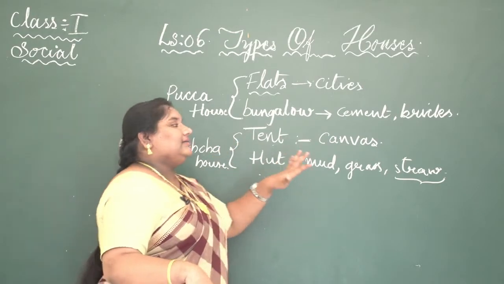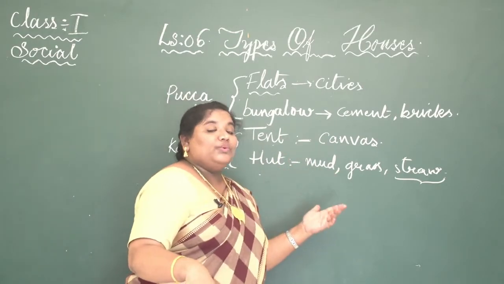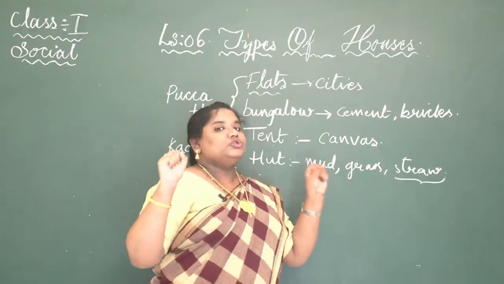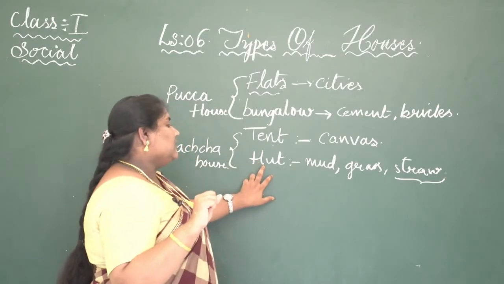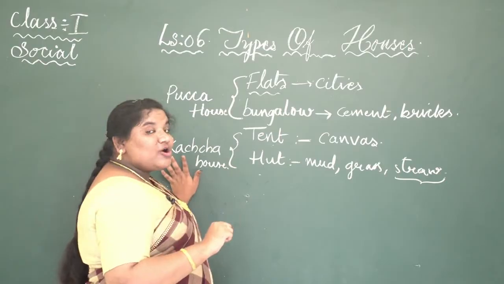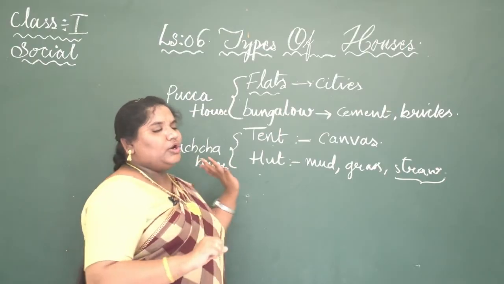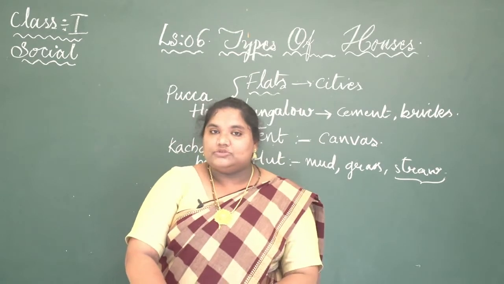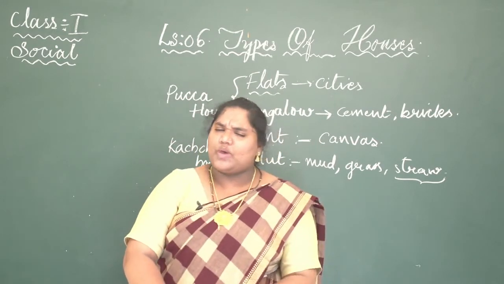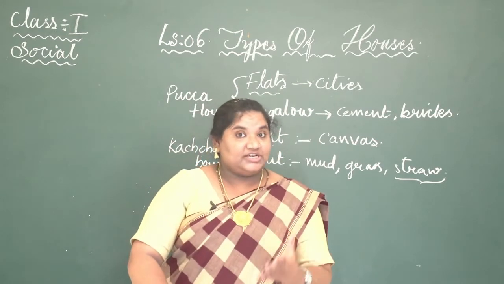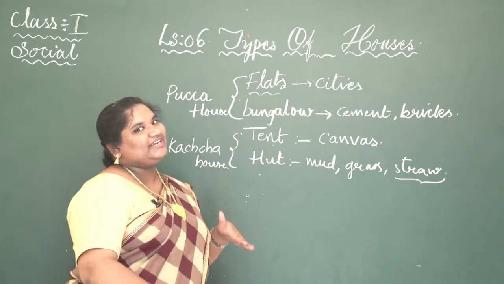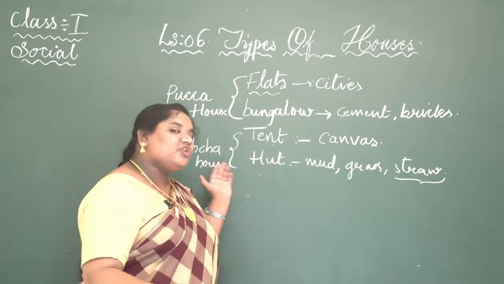So mud, straw, bamboo. Bamboo is sticks which are very strong. So houses are also built using these. They are called kacha houses. When a heavy rainfall comes, or when a wind blows very fast, or when there is an earthquake, these are the first houses which get destroyed easily.